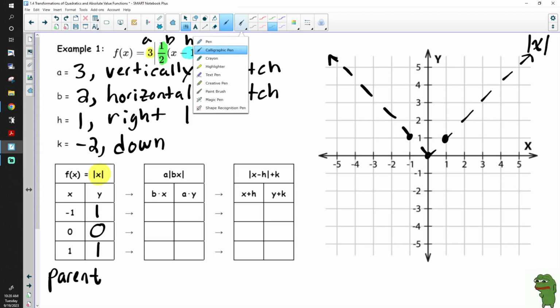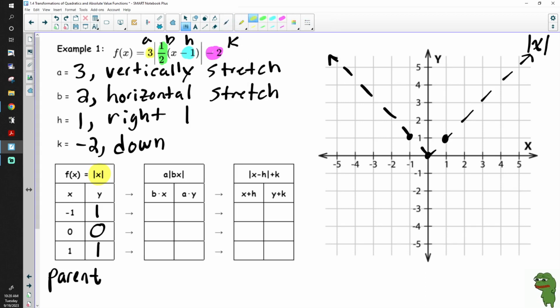Okay, let's look at our first table. Watch very carefully. This right here tells you what to do. This middle table is for the a and the b values. We're going to multiply our x values by b, and we're going to multiply our y values by a. They're kind of flip-flopped, right? I wish it was a and then b, but it's b and then a. That's just the way it is. Our b value changes our x values, and our a value changes the y values.